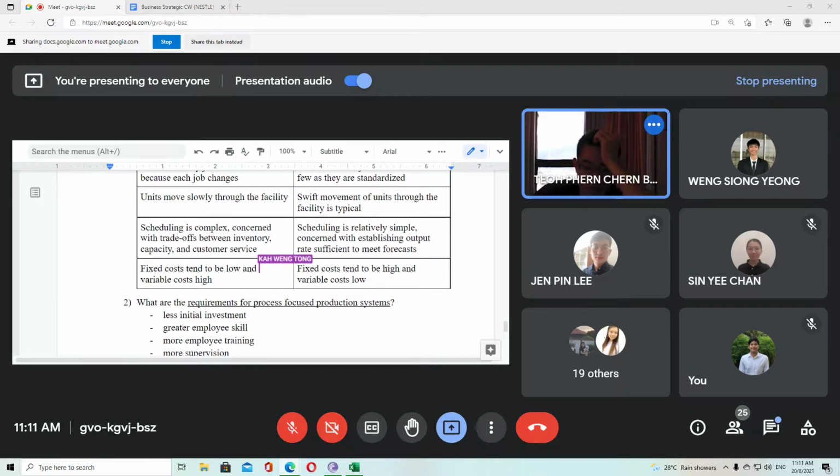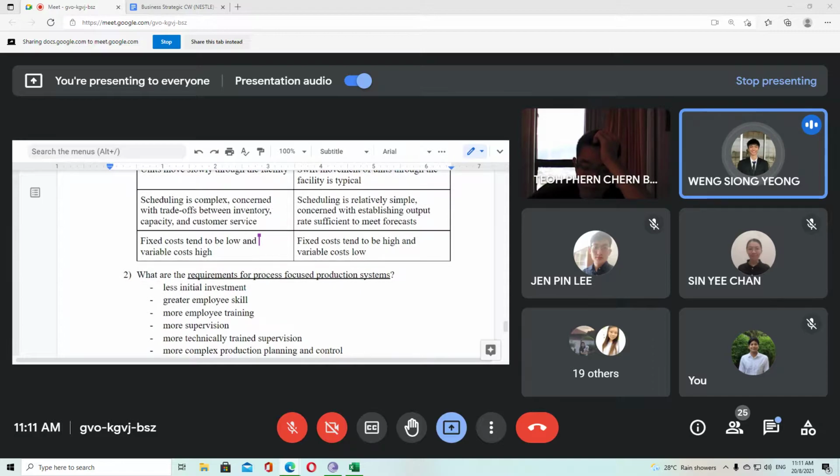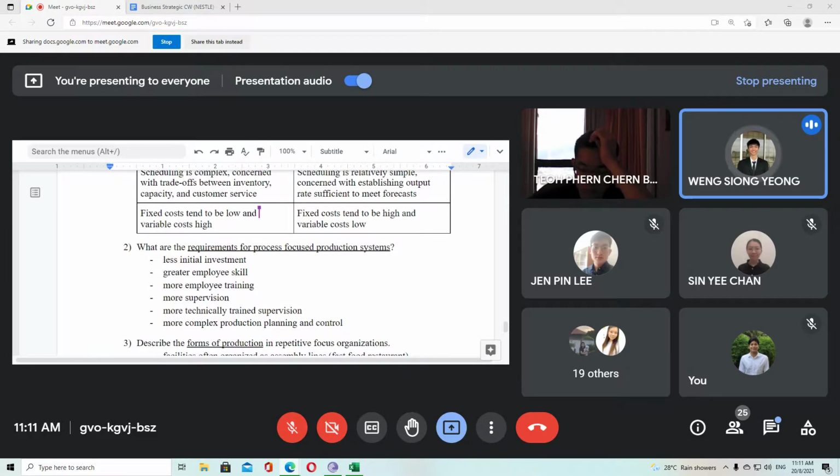question two. For question two, what are the requirements for a process focused design production system? The first requirement is less initial investment. Besides that, the second requirement is greater employee skill, and the third requirement is more employee training. The fourth requirement is more supervision, and the fifth is more technically trained supervision. The last requirement for a process focused production system is more complex production planning and control.